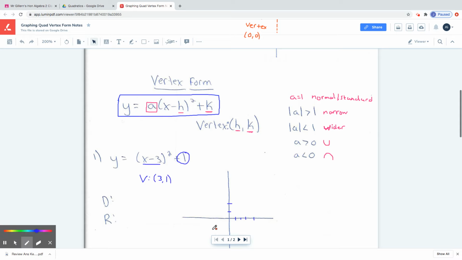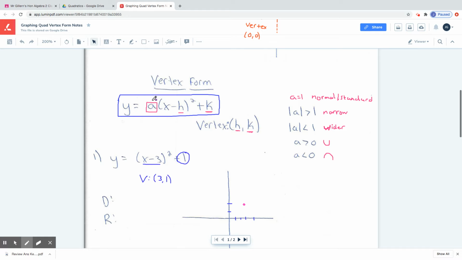You can put slash marks, or you can just literally put a point and label it (3, 1). Now, to get the other points I need on a parabola, so that's my vertex, I need one to the right, one to the left.